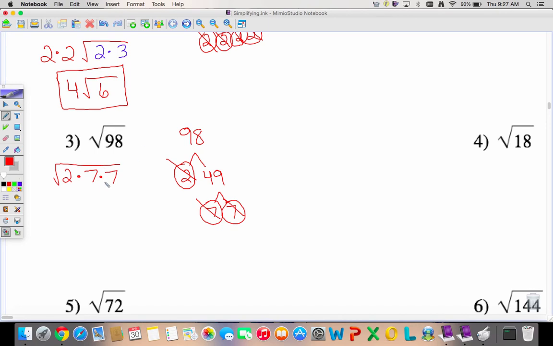You look for your pairs. There's only one pair right here. It's my 7's. So I'm going to write that down once on the outside, cross it off. I have the square root, and the only number I have left inside my square root is a 2, so I'm going to put that number inside my square root. So my answer here is 7 square roots of 2.